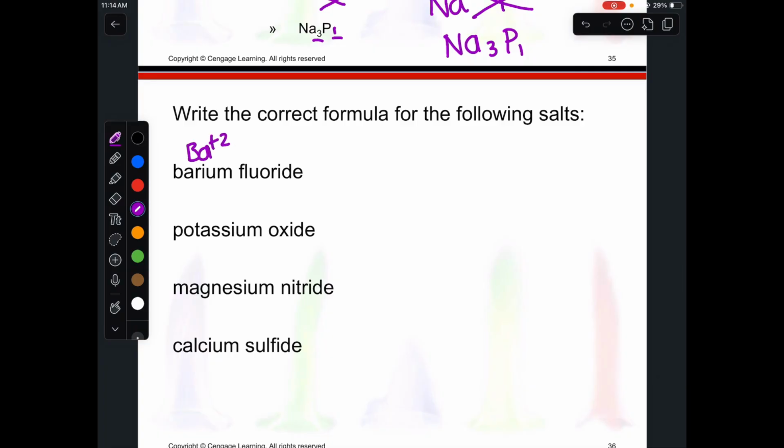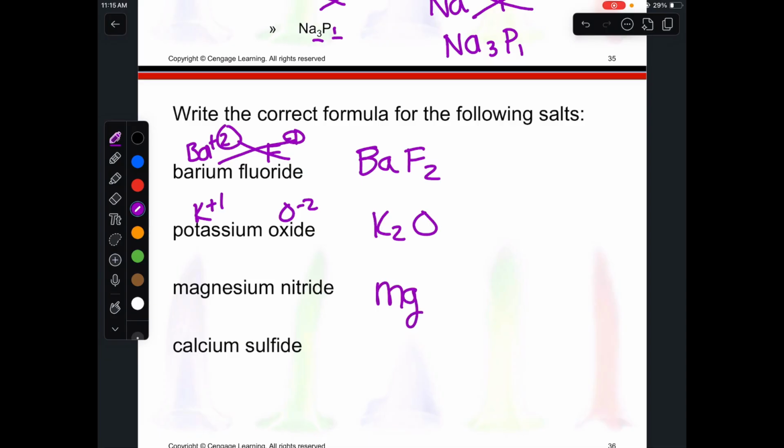So we have barium. I like to write this above, Ba +2. Fluorine is in group 17, it's a -1. So I'm going to write Ba, and then F, and this 2 comes down: BaF2. If you like to write that as Ba1F2, that's fine, but try to get in the habit of not writing that one because you're not going to see it like that. K is a +1 due to what group it's in. Oxygen is -2. Crisscross, bring it down: K2O. So try these next two on your own.